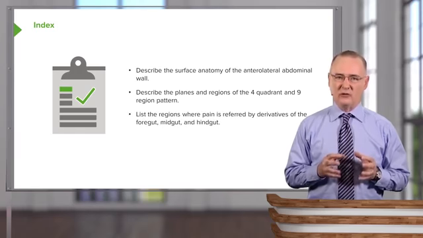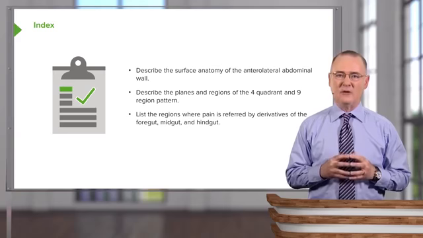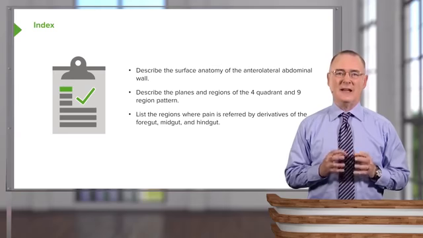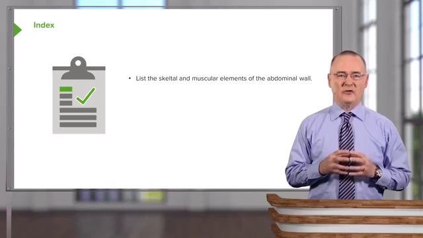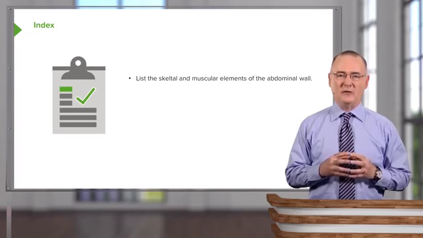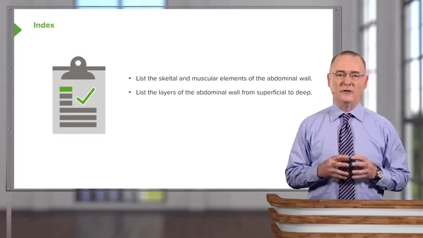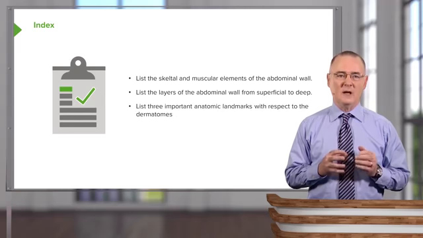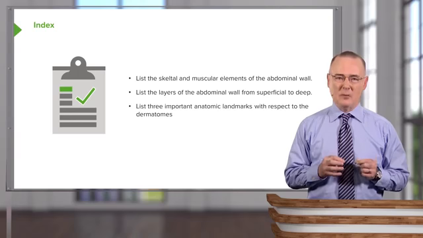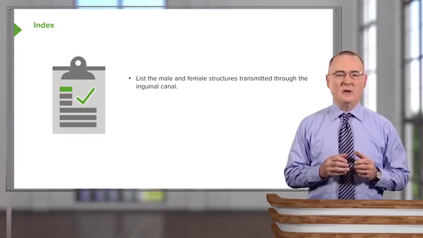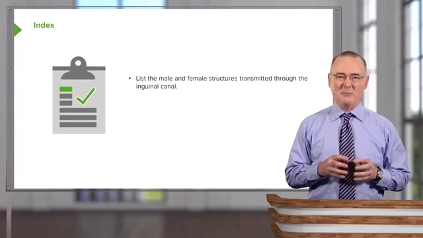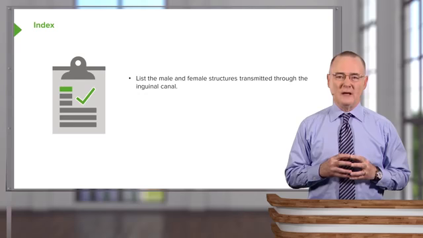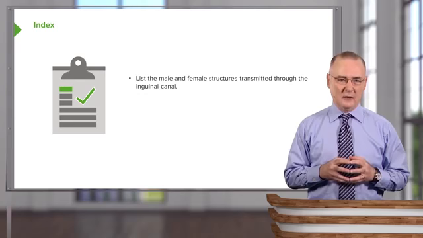List the regions where pain is referred by derivatives of the foregut, midgut, and hindgut. List the skeletal and muscular elements of the abdominal wall. List the layers of the abdominal wall from superficial to deep. List 3 important anatomic landmarks with respect to the dermatomes. And lastly, list the male and female major structures transmitted through the inguinal canal.